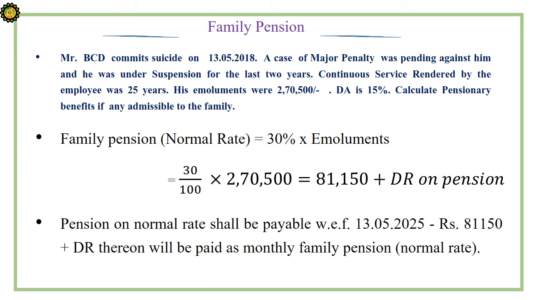Now we will calculate the family pension at a normal rate. So it is 30% of emoluments and it comes out to be rupees 81,150 plus DR on pension. So the pension at normal rate shall be payable from 13th May 2025, and rupees 81,150 plus DR thereon will be paid as monthly family pension at normal rate.